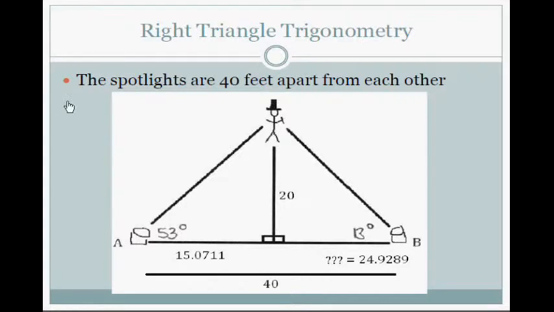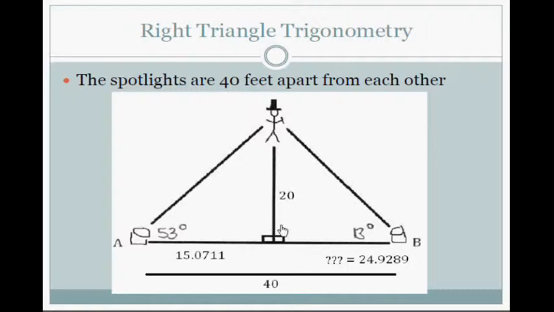So that being said, we've got this left triangle set up now. We know that our person is 20 feet up to ground. We now know that from the spotlight to where our magician is, at least on the ground, is 15 feet long. But we were also told that our spotlights were 40 feet apart from each other. So if this part was 15.07, then our other segment here had to be 40 minus that, or about 24.93.